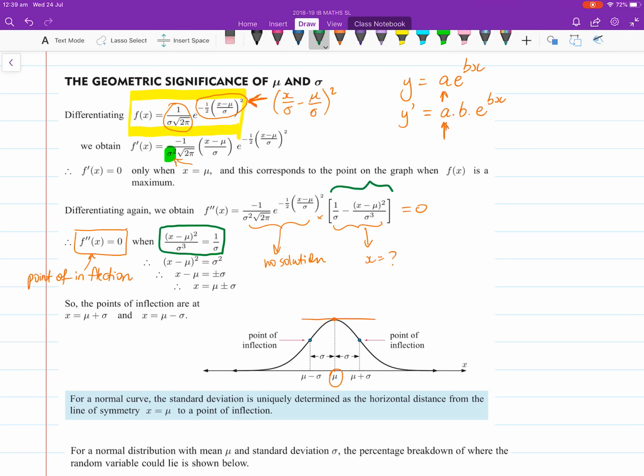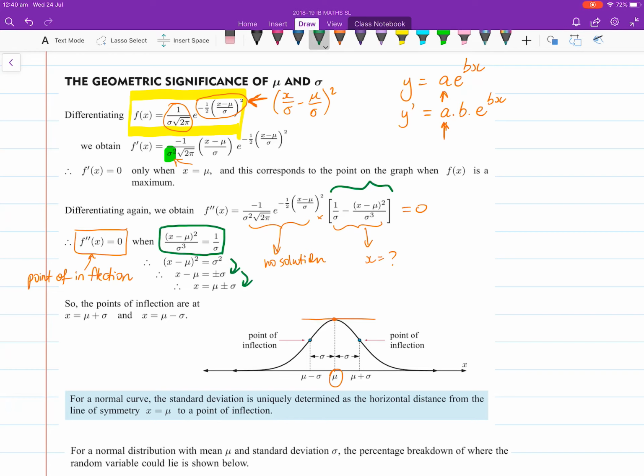And then we're just going to multiply both sides by sigma cubed and then simplify, so we get (x minus mu) all squared equals sigma squared. Square root both sides, add mu to both sides, and now we have a really nice expression for x. x is equal to mu, which is your mean, plus or minus sigma, your standard deviation.